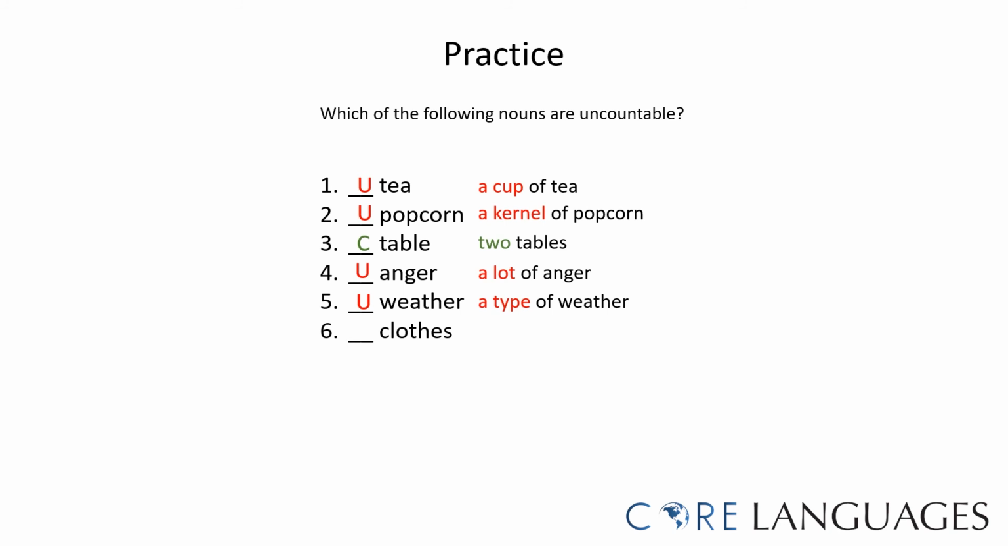Clothes. The noun clothes is uncountable, and I could say a pile of clothes. Potato. Potato is countable. I could say 4 potatoes or 5 potatoes.